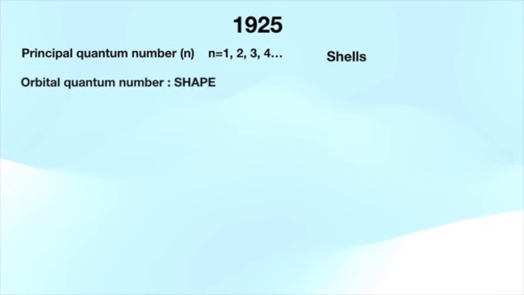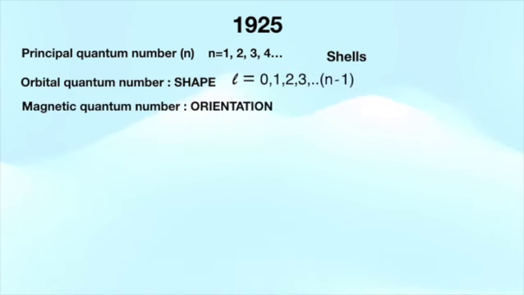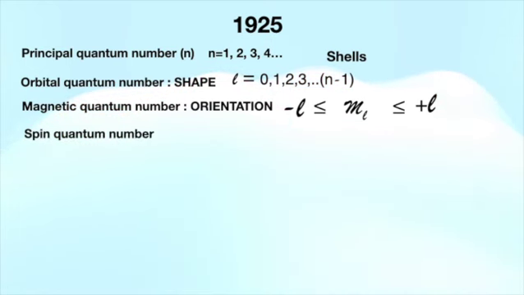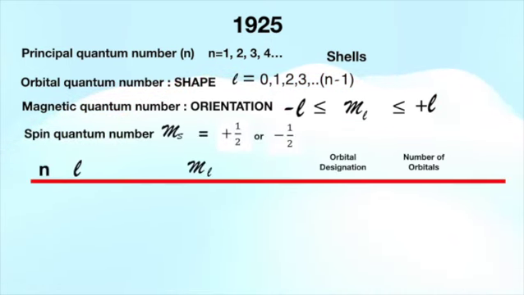The orbital quantum number establishes the orbital's shape. The magnetic quantum number establishes the orbital orientation. The spin quantum number establishes the electron spin. Examples of electron configuration are illustrated when the principal quantum number is increased and the shell's respective orbital and magnetic quantum numbers are calculated.